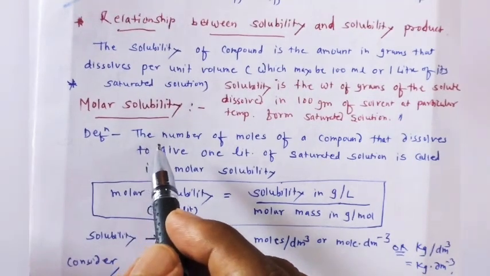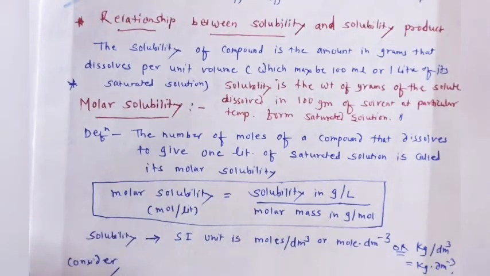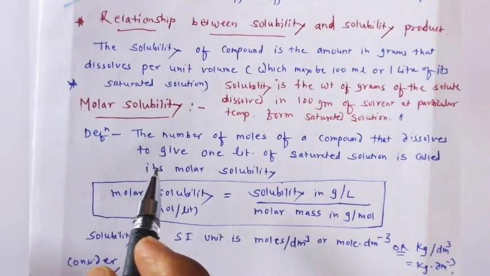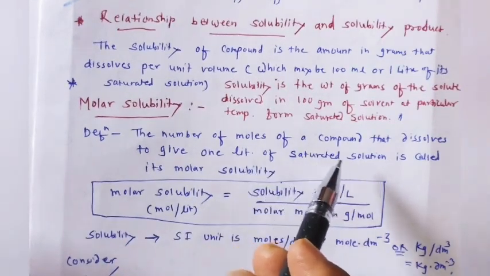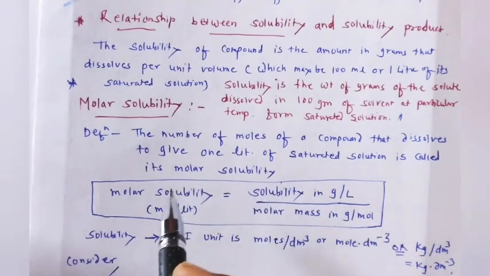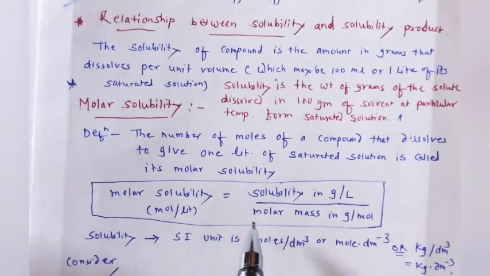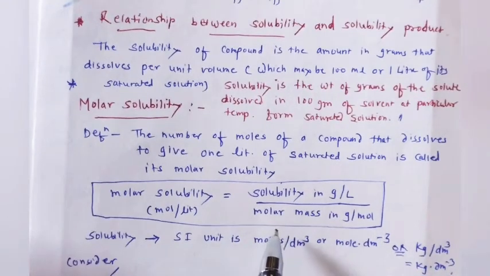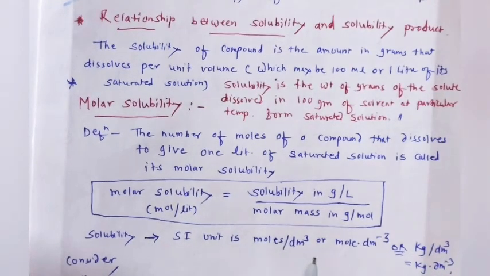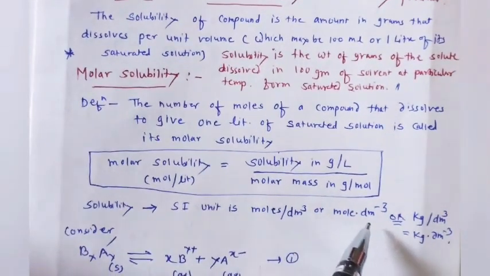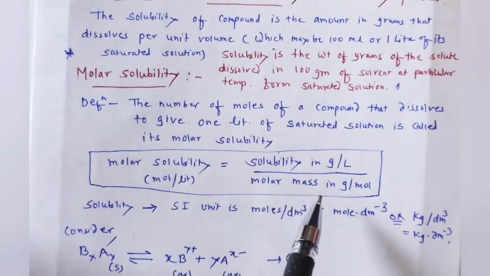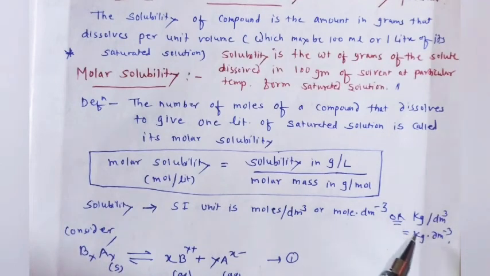Now let us see molar solubility. Molar solubility is in moles per 1 liter of the corresponding solution. It is defined as the number of moles of compound that dissolve to give 1 liter of saturated solution. The formula is molar solubility in moles per liter equals solubility in grams per liter divided by molar mass in grams per mole. The unit of solubility is mol per decimeter cubed, or, when calculated in kilograms, kg per decimeter cubed.